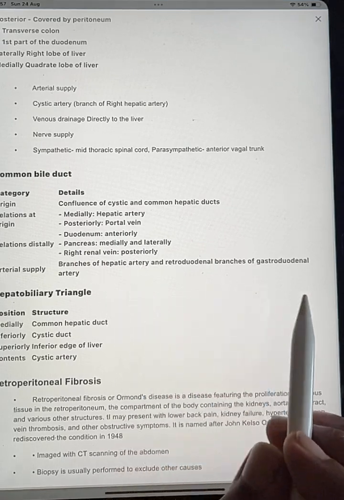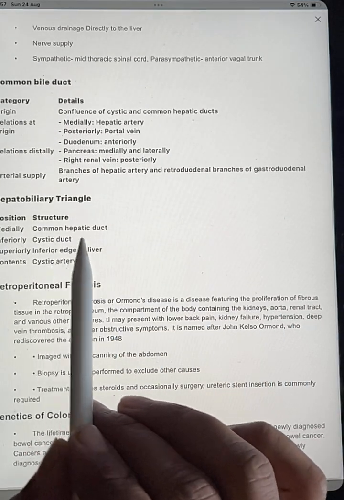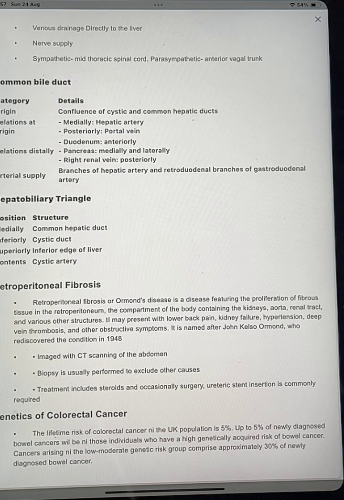This question is asked. Hepatobiliary triangle: medially the common hepatic duct, inferiorly the cystic duct, superiorly the inferior surface of the liver, content is the cystic artery.